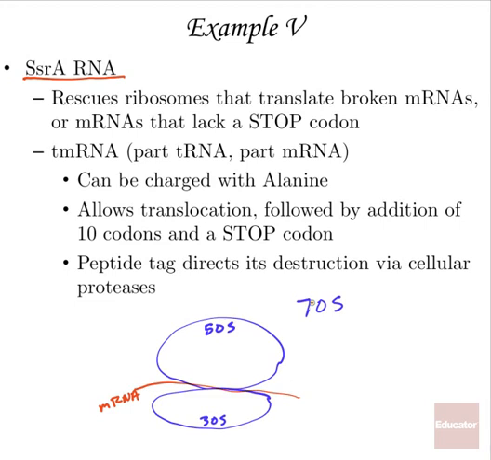Same thing if an mRNA doesn't have a stop codon, that can be problematic. So our ribosomes need to be fully functional. So if we are translating a broken mRNA, the ribosome is just basically going to stall there and wait until something can be fixed. Well, since that normally doesn't happen, we have this special RNA coming in, and it'll rescue that. And it is what is called a tmRNA. So it's part tRNA, part mRNA, and it can be charged with an alanine amino acid. Now, what happens is if it's stalled right here, this tmRNA can come into the A site.